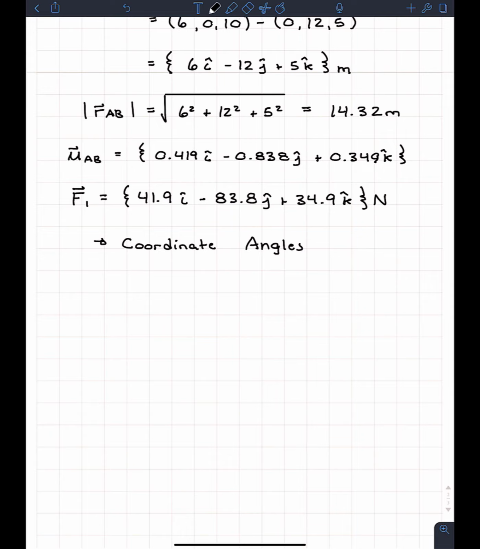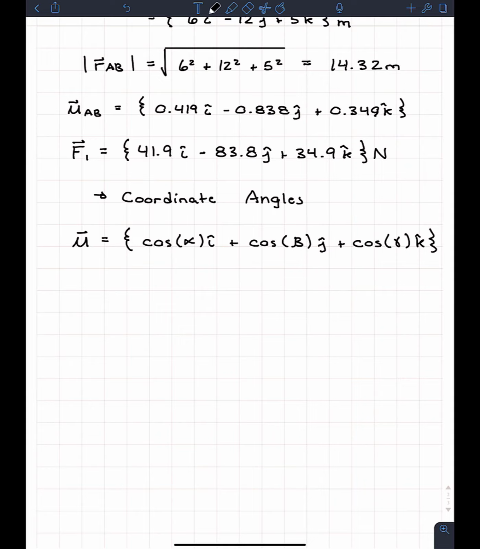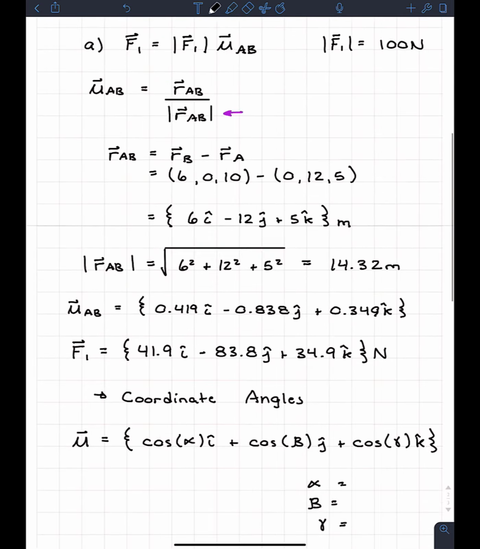So what we find is that a unit vector can be obtained if we know these coordinate direction angles. So what the unit vector will be is cosine alpha in the I plus cosine beta in the j, and then plus cosine gamma, and this one will be in the k direction. So all we have to do is find those 3 angles. If we look at the diagram, it gave us a bunch of angles, so we should be able to figure them out pretty easily. So here's the trick to these.